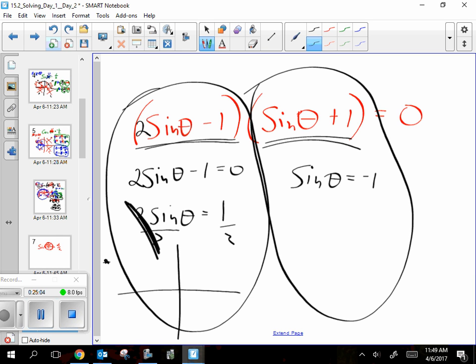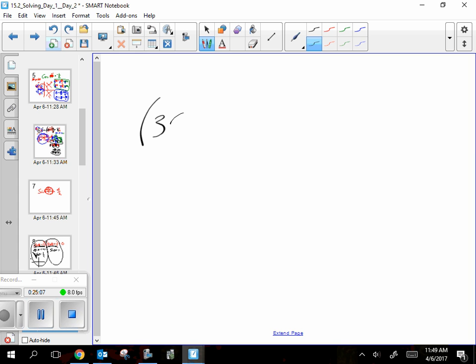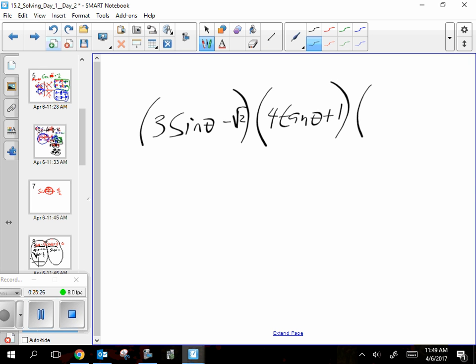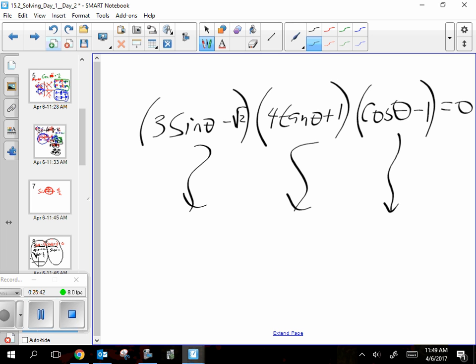We could even make your life so complicated as to say, like, 3 sine theta minus 1, and root 2, though we could do that, and 4 tangent theta plus 1, and then how about a cosine? Cosine of theta minus 1 equals 0. Then you could get two answers for this one, two answers for this one, and one answer for that one. You'd have 5 answers for this problem.